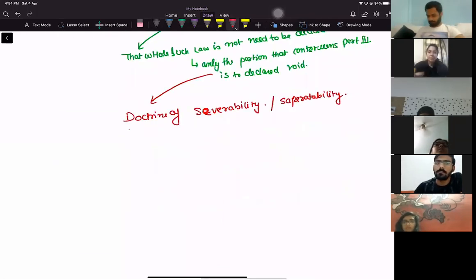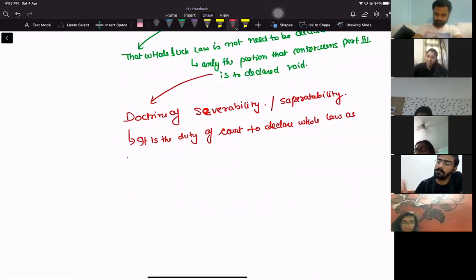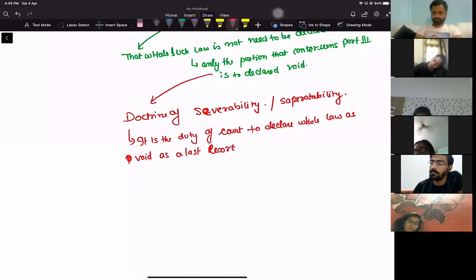This says it is the duty of the court to declare the whole law as void as a last resort. So first, it is the duty of the court that the whole law should be declared void only as a last resort.